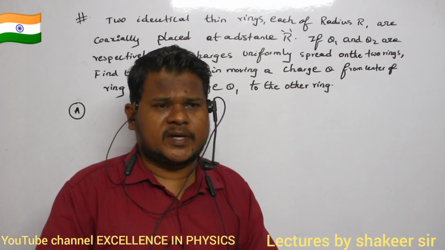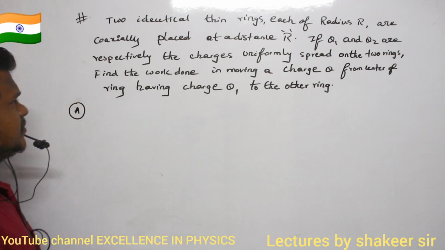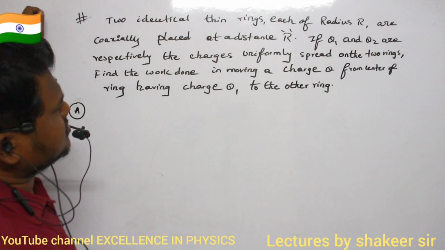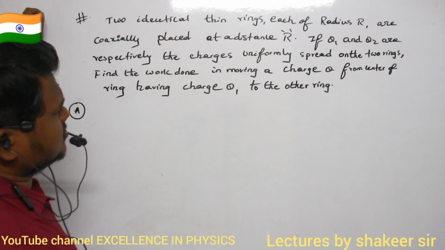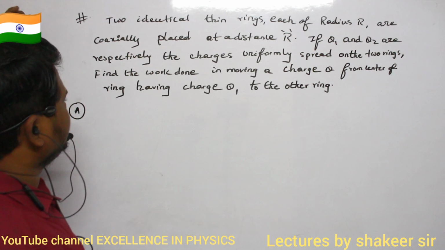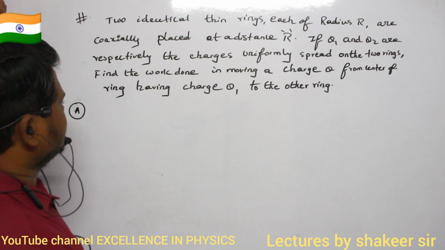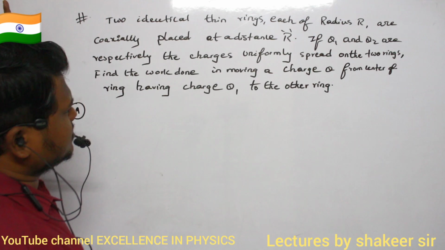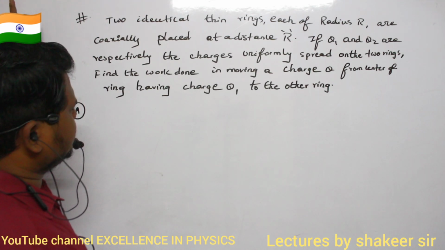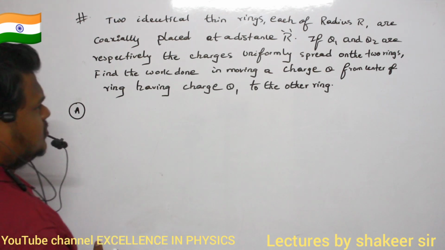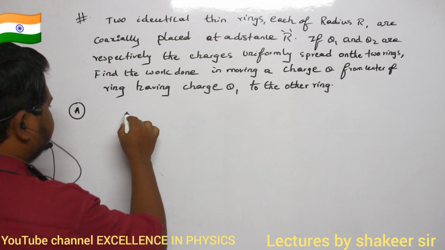They are present on the same axis. That is the meaning of this one. Clear? And they are separated by a distance of r, and the radius is also r only. Radius of them is also r. So if q1 and q2 are the charges respectively spread on the two rings, then find the work done in moving a charge q from the center of the ring having a charge q1 to the other ring. Clear? So this is the question.